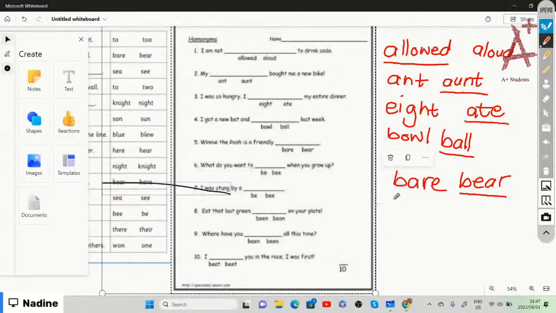What do you want to be when you grow up? So we need to choose between be and bee. All right, so we will say be, which is BE.